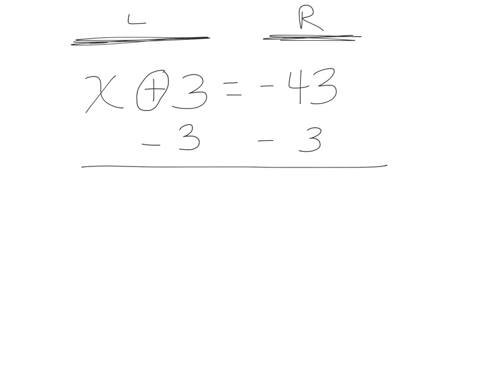Again, we come down, we do all of our mathematical operations. 3 minus 3 is 0. Negative 43 minus 3 is negative 46.